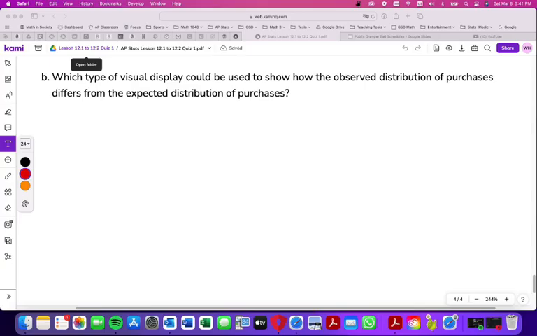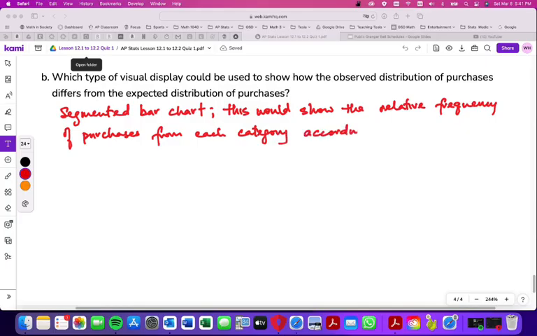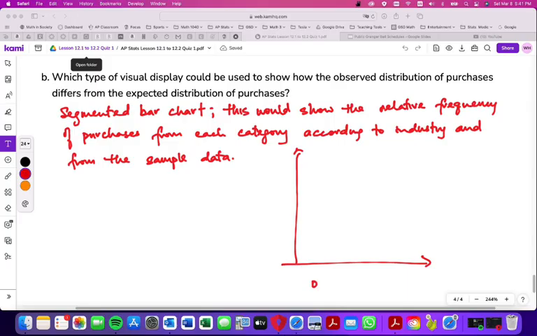Okay, so part B, which type of visual display could be used to show how the observed distribution of purchases differs from the expected distribution of purchases? So this one, you can use a segmented bar chart, right? This would show the relative frequency of purchases from each category according to industry and from the sample data.